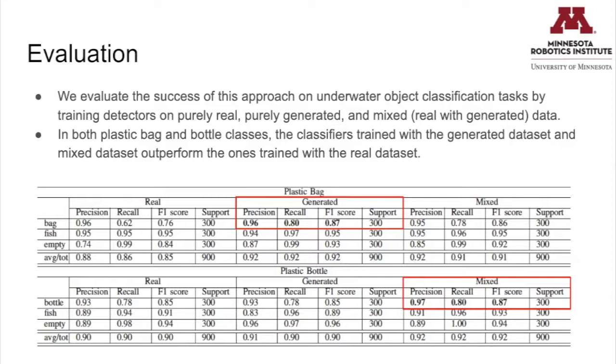We evaluate this approach on underwater object classification tests by training detectors on purely real, purely generated, and mixed datasets. In both plastic bag and bottle classes, the classifiers trained with the generated dataset and mixed dataset outperform the ones trained with the real only dataset, as shown in the red colored boxes. F1 scores of generated and mixed datasets are higher or equal to the ones of the real datasets for both plastic bag and bottle cases. This shows that the generated images can be used to augment real datasets.